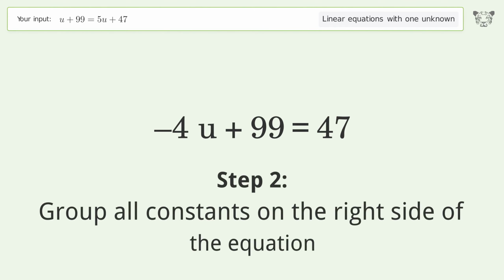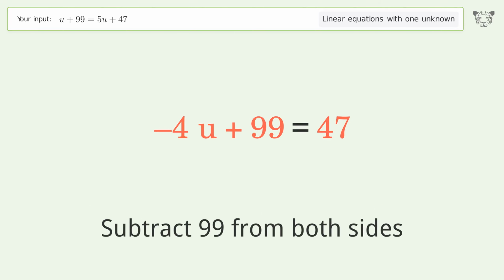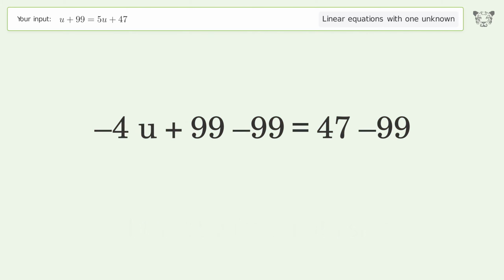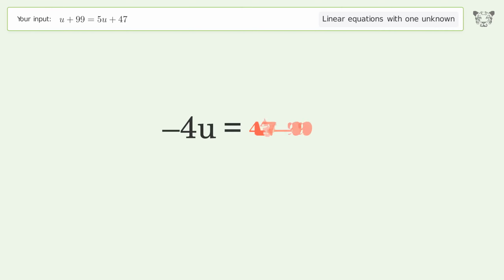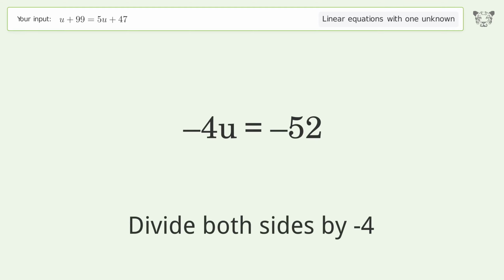Group all constants on the right side of the equation. Subtract 99 from both sides. Simplify the arithmetic. Isolate the u. Divide both sides by -4.